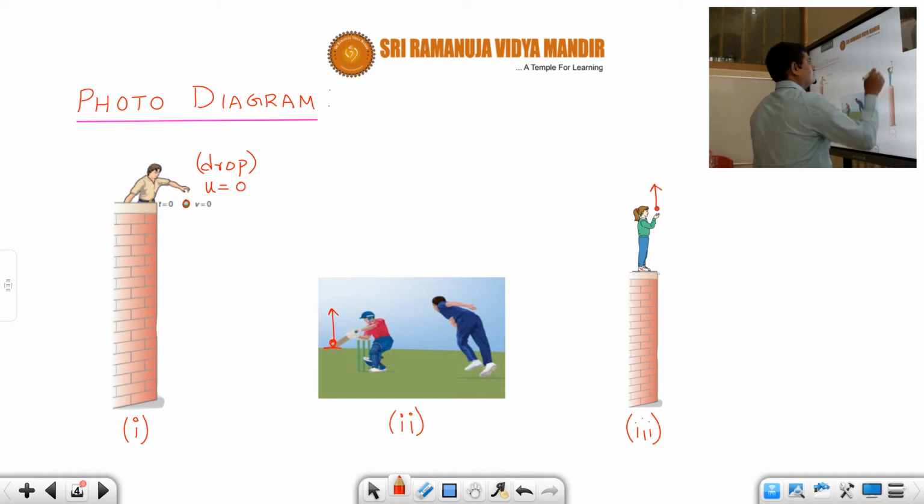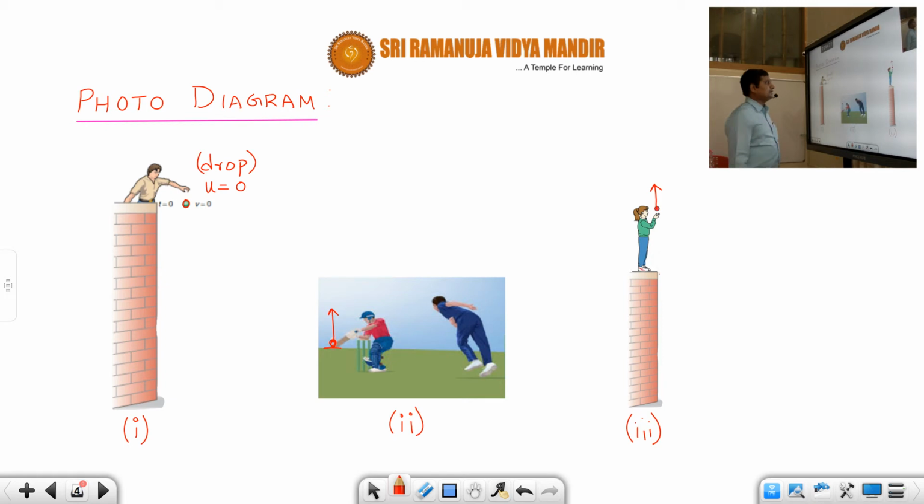She is throwing with some velocity vertically upwards. So in all these cases, what is the photo diagram? The photo diagram we have already studied. Motion diagram: by seeing how the ball is moving, you should know what the velocity or acceleration is, or at least whether the velocity is increasing or decreasing. Okay, students.